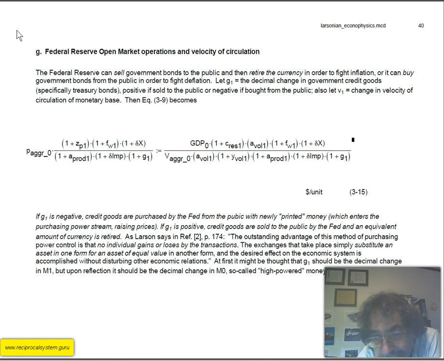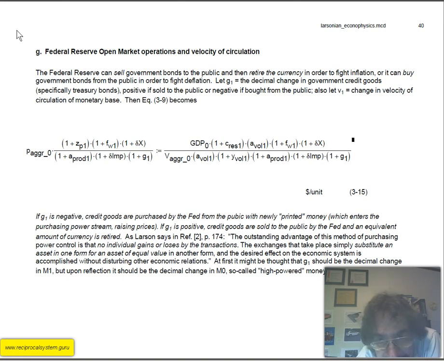All right, so then equation 3.9 becomes equation 3.15. Again, I'm not going to read this through, but just look at the one modification: there's a 1 plus G sub 1 factor on the left-hand side and a 1 plus G sub 1 factor on the right-hand side. So there's the government influence on this equation. Please note, if G sub 1 is negative, credit goods are purchased by the Fed from the public with newly printed money, which enters the purchasing power stream, raising prices.